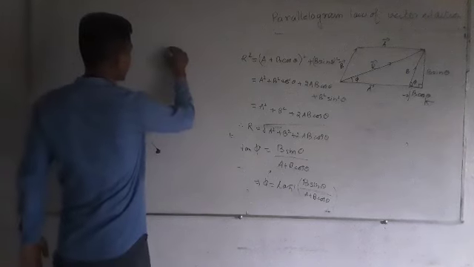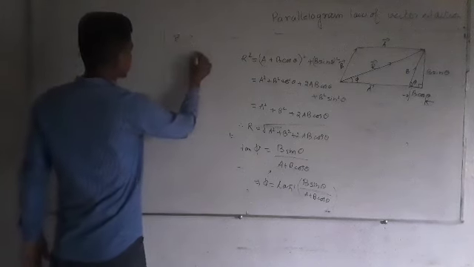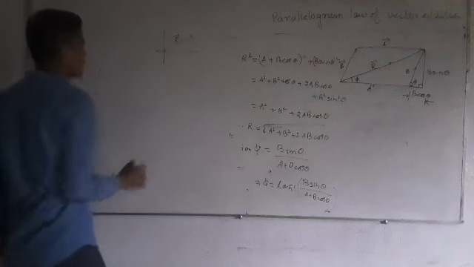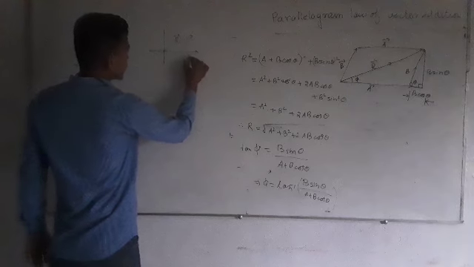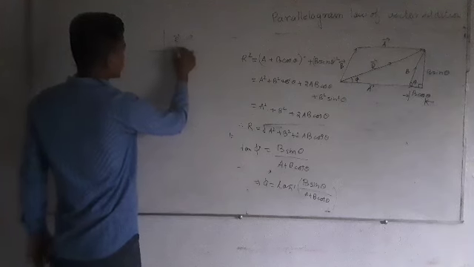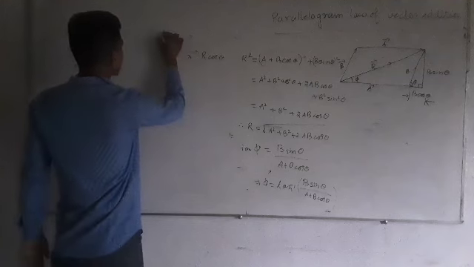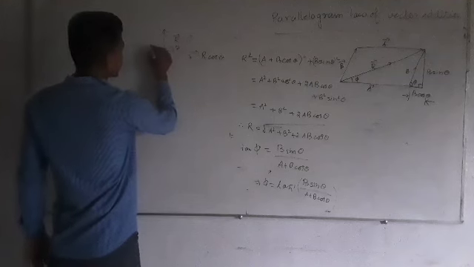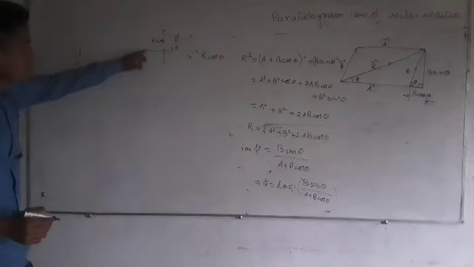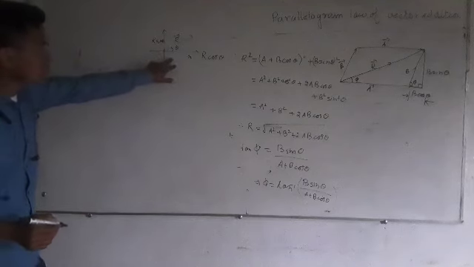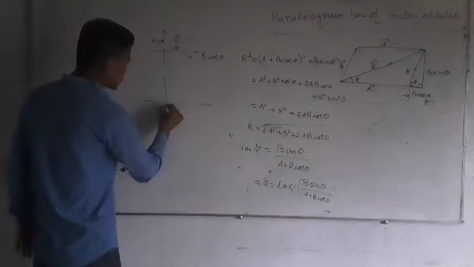If I represent this vector, say R vector, in a plane with Cartesian coordinate axes, and this angle is theta, then the component along the x-axis will be r cos theta, and the component along the y direction will be r sin theta. This is for a vector lying on a plane.